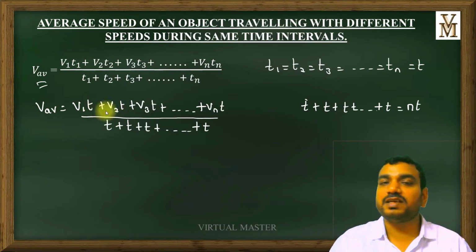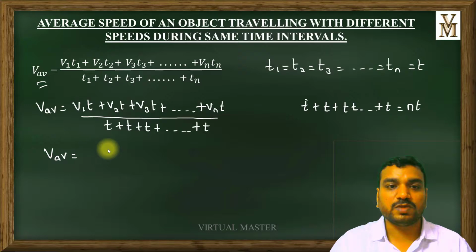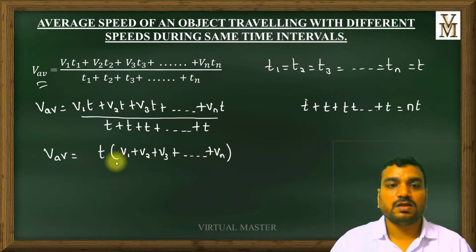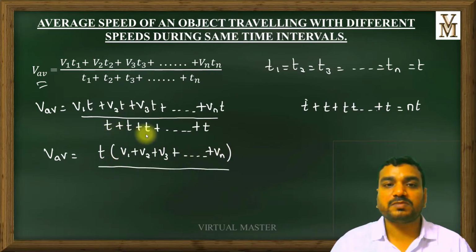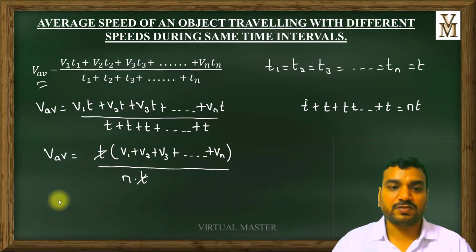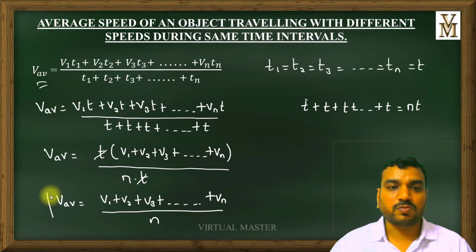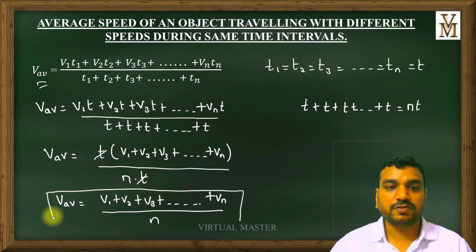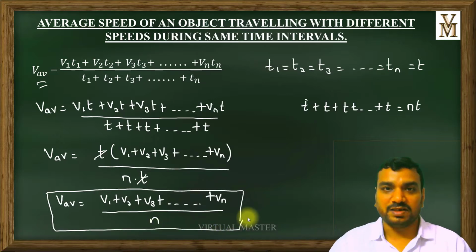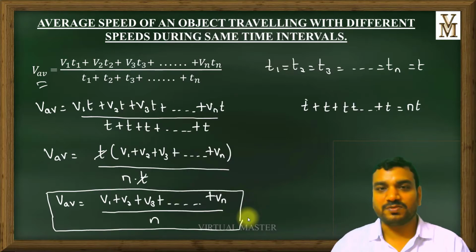In the numerator I will take T as common. After taking T as common in the numerator, I will get T into V1 plus V2 plus V3 up to Vn, and in the denominator I am adding the same term T up to n times, so I am going to get n into T. T gets cancelled. What is left? VAV equals V1 plus V2 plus V3 up to Vn divided by n. This is the formula for average speed of an object traveling with different speeds but during the same time interval. I hope everyone has understood the derivation of this formula.